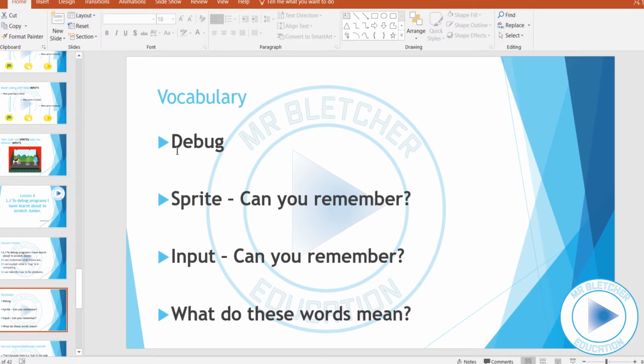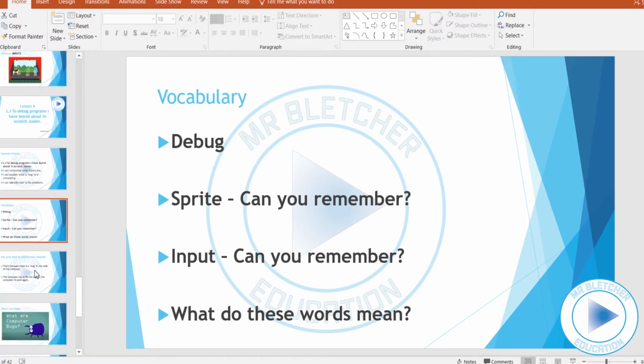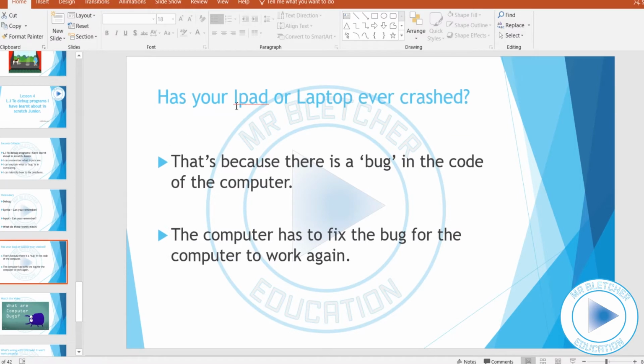And we need to explain that debugging means fixing a problem with code. So we have bugs in our code when our code isn't working how we want it to. And we debug the code by taking those problems out and fixing them. So, we can talk about, has your iPad or laptop ever crashed? That's because there's a bug in the code. And the computer has to fix the bug for the computer to work again.